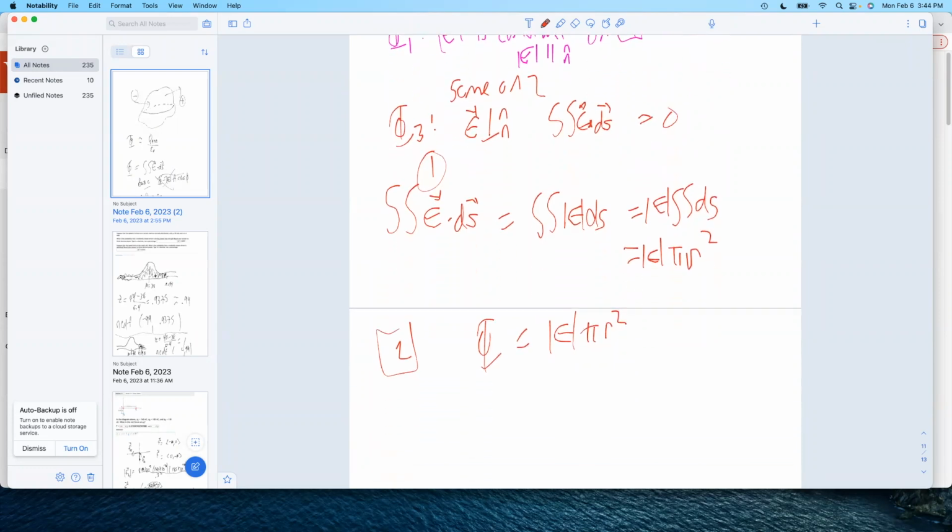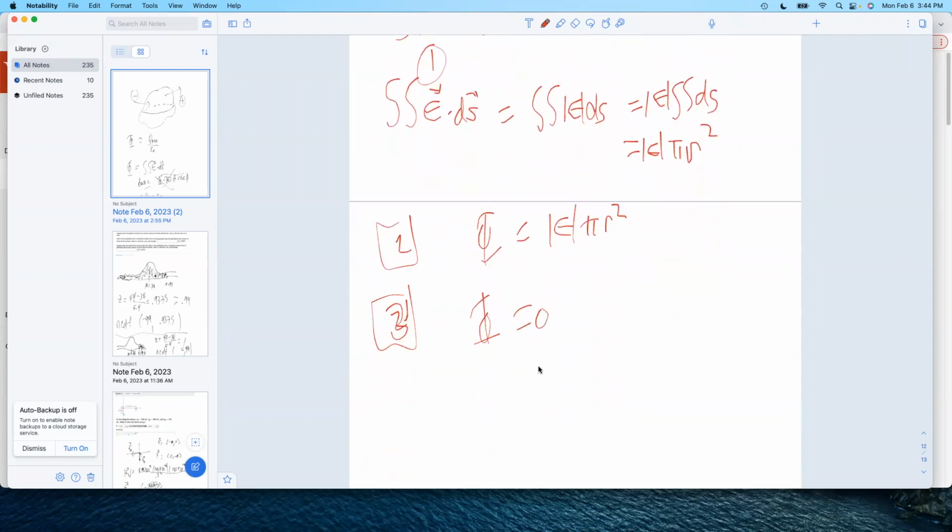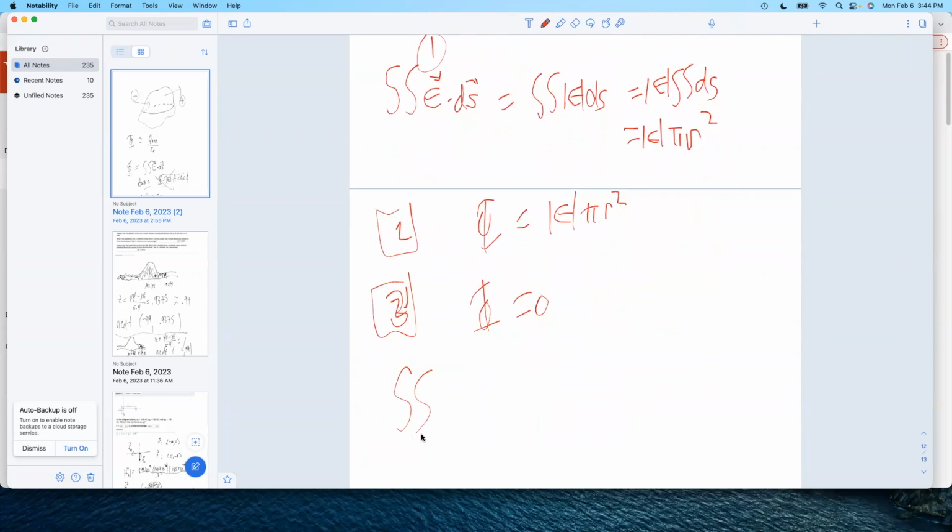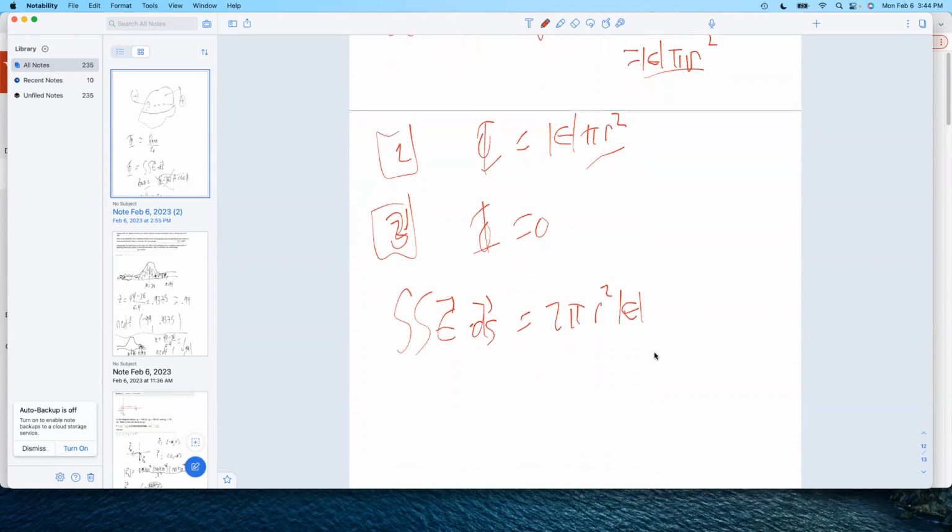And then surface 3, I know I already wrote it, but I'm going to write it again here. Surface 3, that flux was 0. So then the total over the entire Gaussian surface would just be that plus that, 2 pi r squared magnitude of E. Okay, what about the other side of Gauss's law?